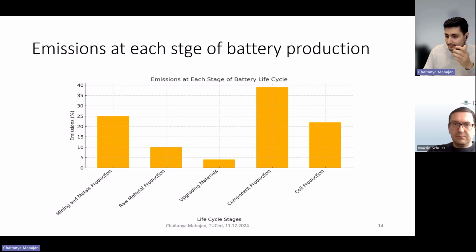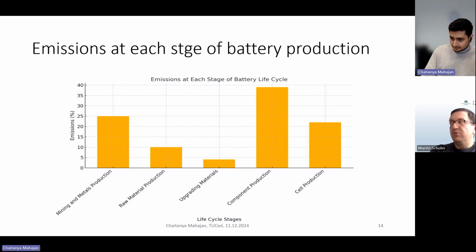Then we have the emissions. As we saw the costs, now we will look at the emissions. The first stage, mining and metals production, is a very significant emissions factor, at almost 25%. The raw material production is less. It's not as high as the extraction of those raw materials. And upgrading those raw materials into battery-grade metals is also quite low compared to the other stages.